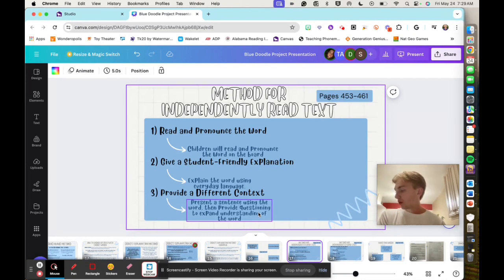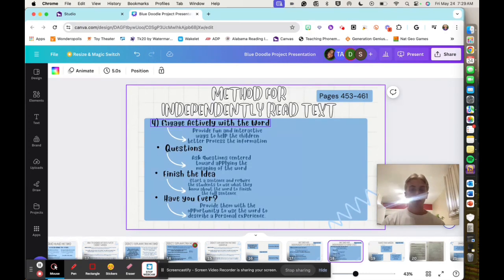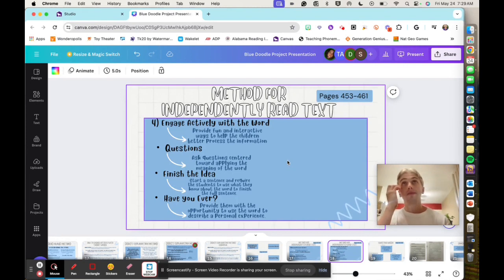So what do you think coordinate means? That one's a little bit harder. That might be a little older grades, but still. And so you'll engage actively with the word. So you provide fun and interactive ways to help the children better express the information. Whether that be a fun activity, it could be a quiz, it could be anything really. Just whatever you think your kids will like.